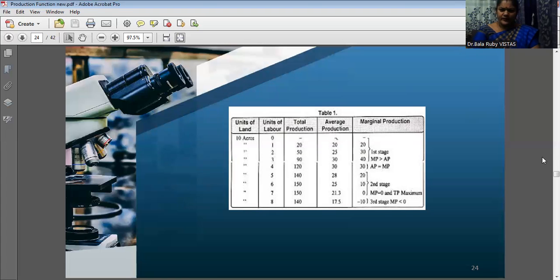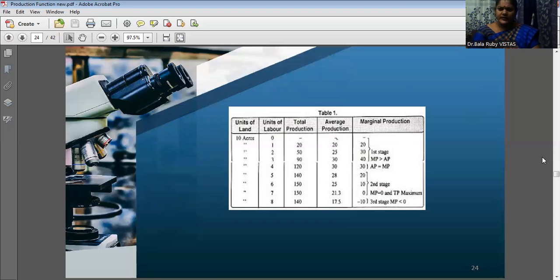Students, listen very carefully. If you listen to the class properly, surely you will have a clear understanding. In this law of variable proportions, three stages are clearly explained with the help of a table as well as a diagram. First, let us explain this theory with the help of this table.